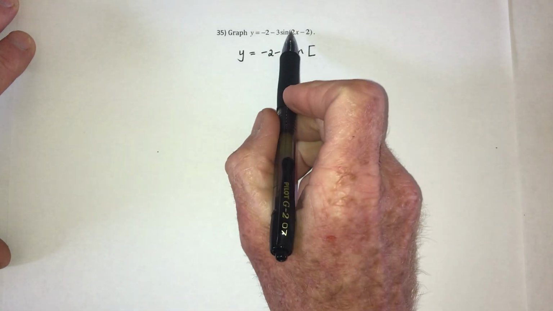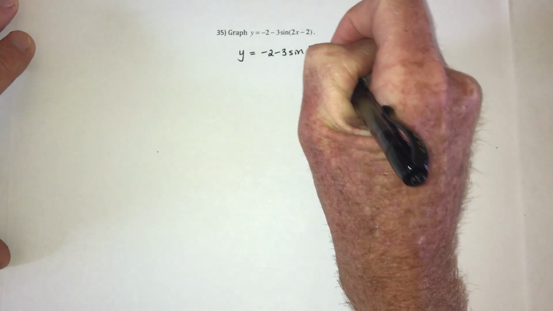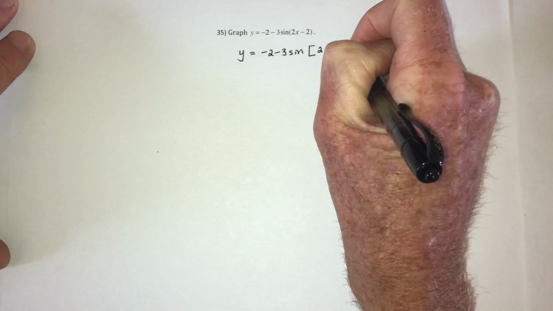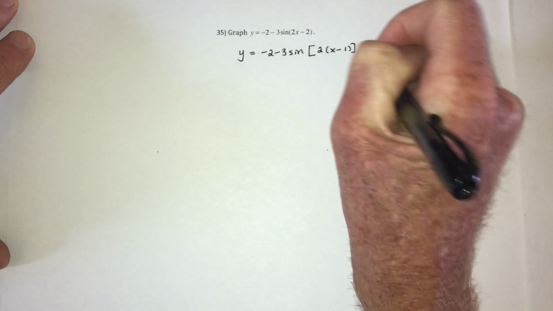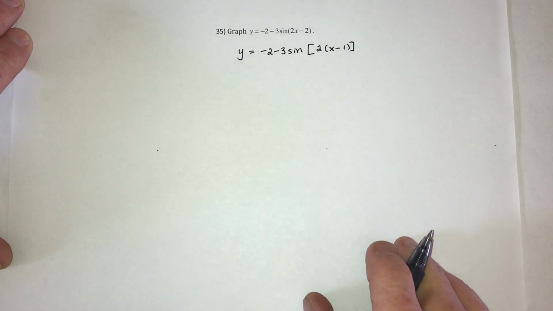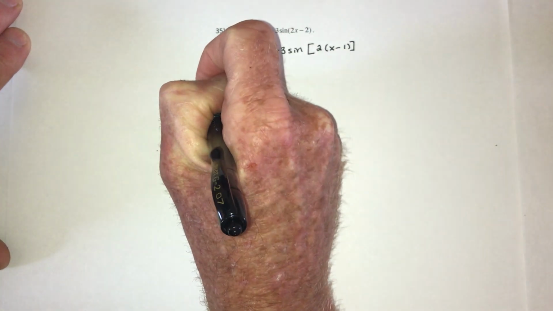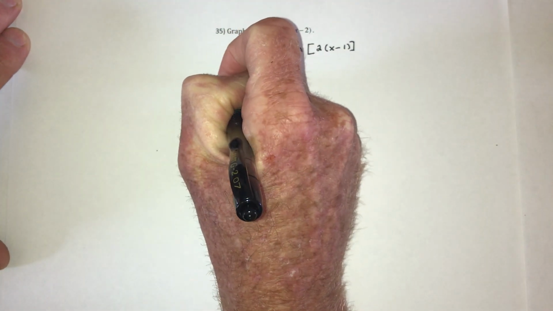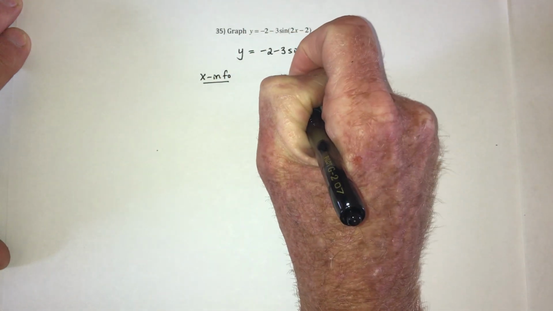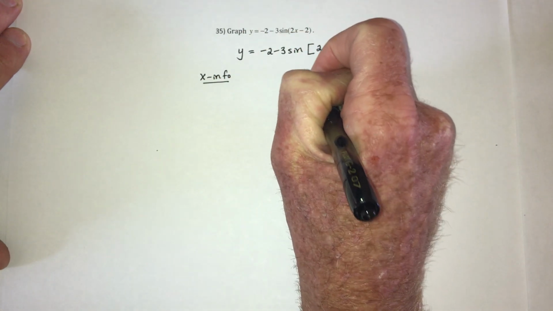So factor out a 2. It's going to leave x minus 1 in parentheses. All right, that part's done. Then start gathering the x information, or the information for the x-axis, the y information.